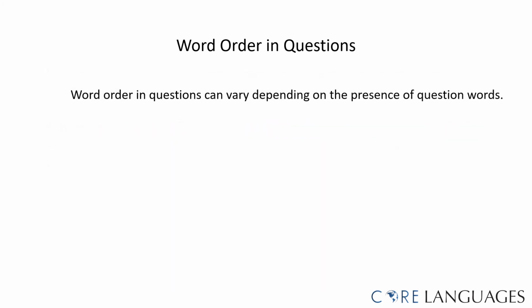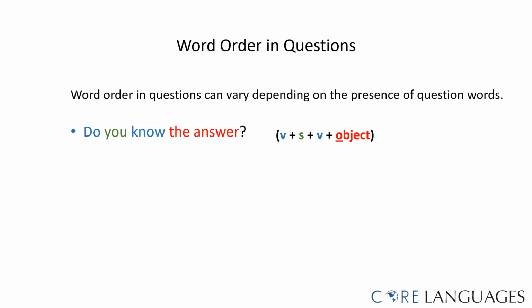If we want to formulate a question with a verb other than to be, we need to use the auxiliary verb to do. For example, do you know the answer? The word order is verb, subject, verb, and object. If the subject is he, she, it, the question would be, does she know the answer?